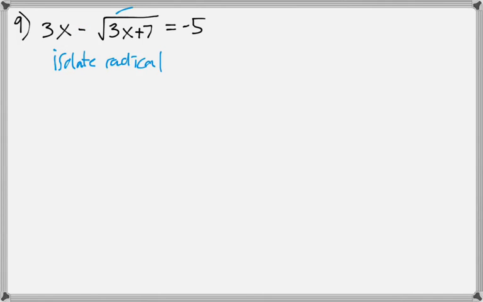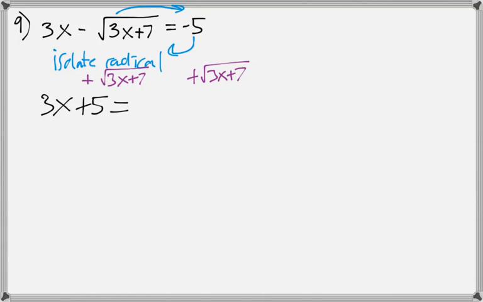But what I'm going to do is I'm actually going to move the radical to the other side and then move the 5 over. So you can actually move that entire radical as one unit. So the 3x and then the new plus 5 on that side is equal to, if you add, so I'm actually adding the square root of 3x plus 7, and that cancels it out here, and then it moves it over to the other side. So we are allowed to treat that as one entire unit.